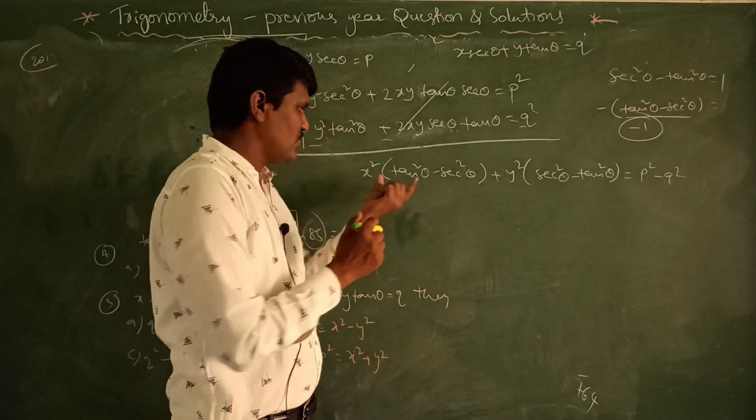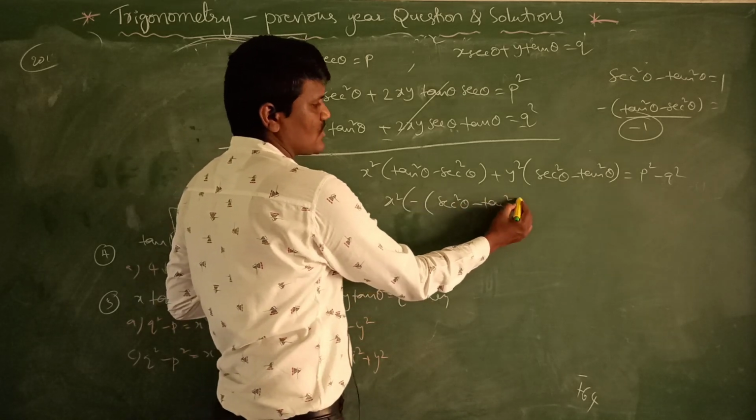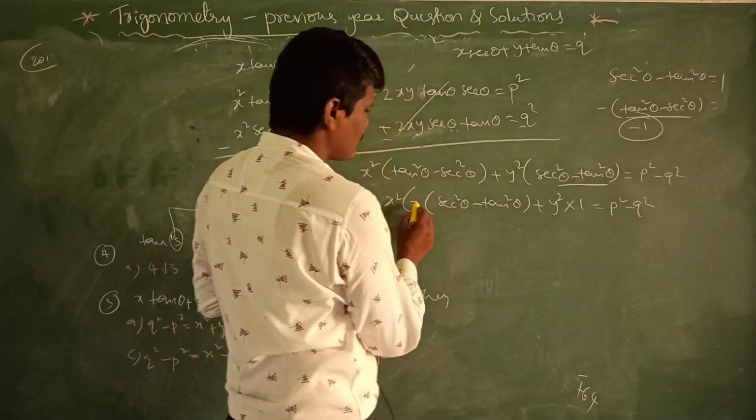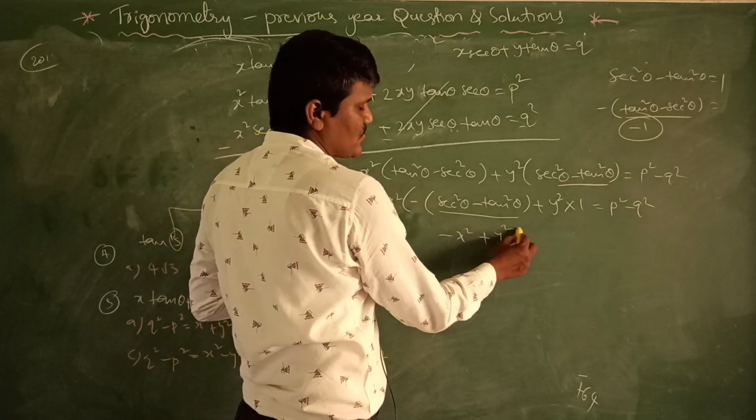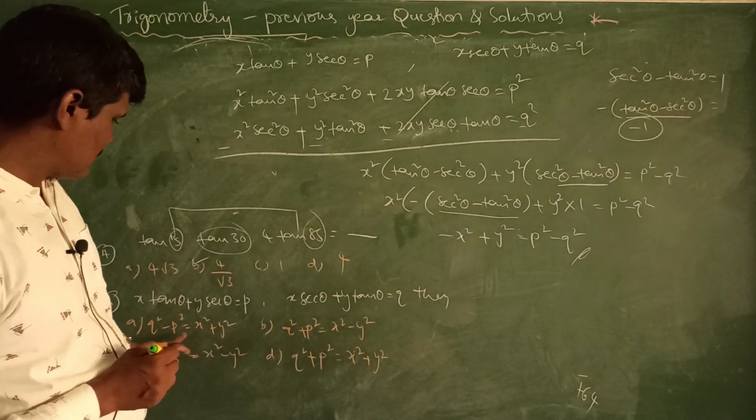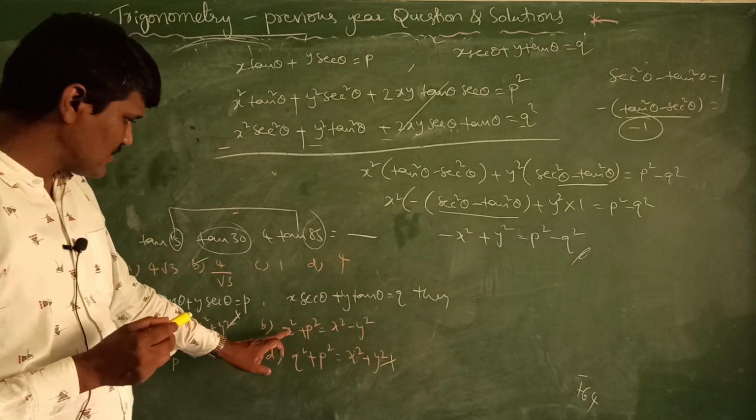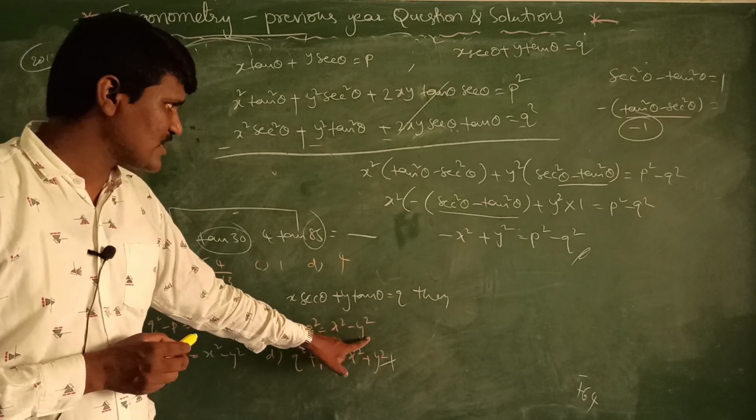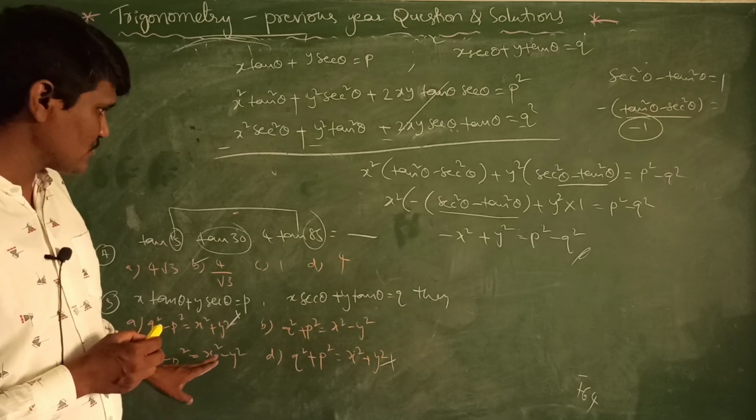So if I take minus common, x square times sec square theta minus tan square theta, plus y square times 1, is equal to p square minus q square. This is again 1. That means minus x square plus y square is equal to p square minus q square. This is the answer. So which one is the answer? x square plus y square is not an answer. This is also not an answer. Either this or this. q square plus p square is equal to x square minus y square, or q square minus p square is equal to x square minus y square.